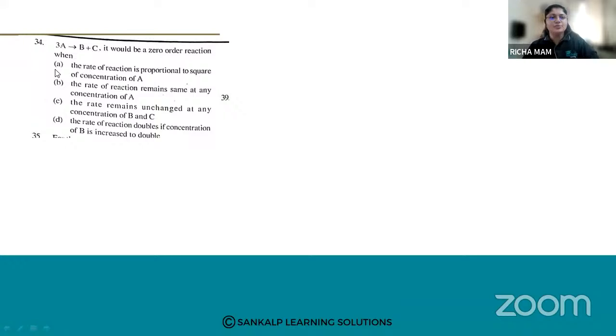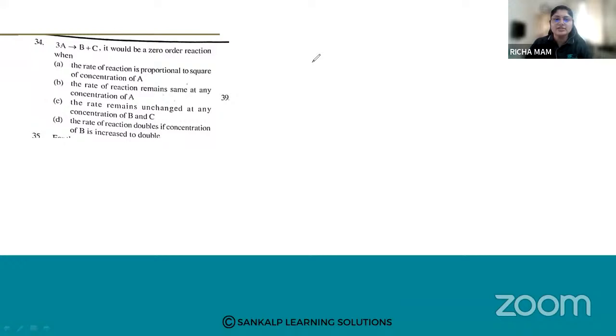3A giving you B plus C, it would be a zero order reaction when? A, the rate of reaction is proportional to the square of the concentration of A. B, the rate of reaction remains the same at any concentration of A. C, the rate remains unchanged at any concentration of B and C. D, the rate of reaction doubles if the concentration of B is doubled. How will you answer this?